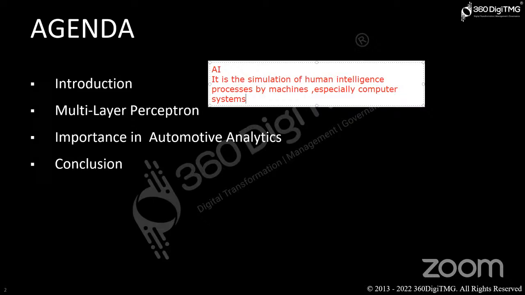So today let us discuss what is multi-layer perceptron, how it is important in automotive analytics, and the conclusion. Then after that we can do hands-on. So what is multi-layer perceptron? It is a feed-forward artificial neural network that generates a set of outputs from a set of inputs.